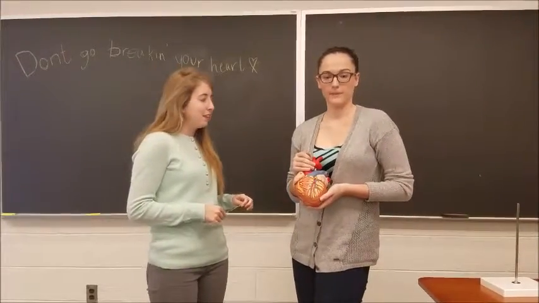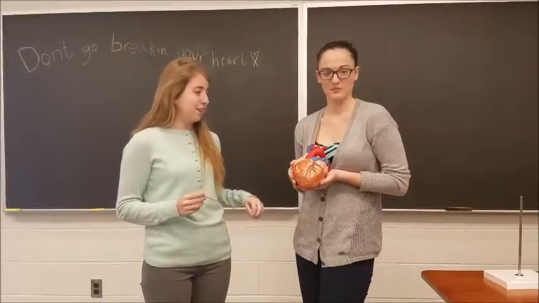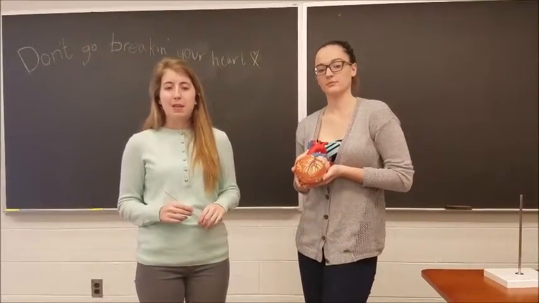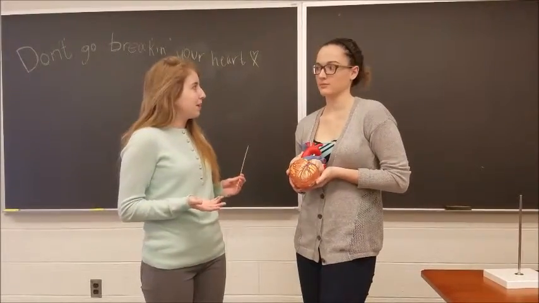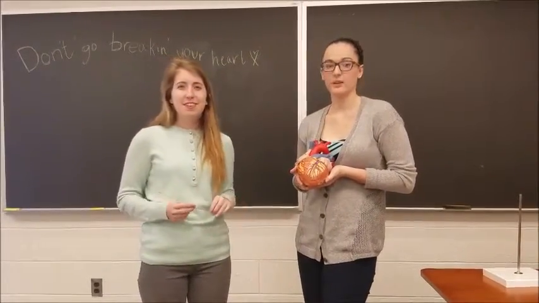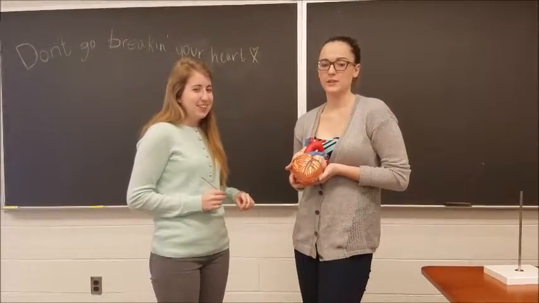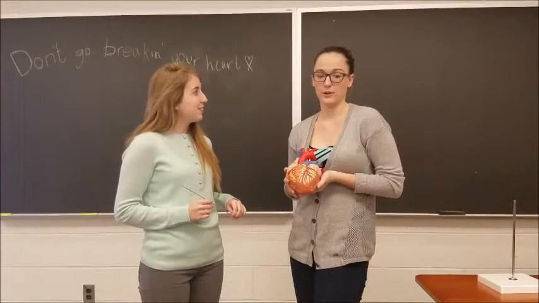But what if the heart muscle cannot receive the oxygen it needs? This can happen through coronary artery disease. Coronary artery disease occurs when arteries that supply blood to the heart become hardened and narrowed. So how does this happen? Through atherosclerosis. Atherosclerosis is a type of arteriosclerosis. Arteriosclerosis is a broad term for the thickening and hardening of arteries.